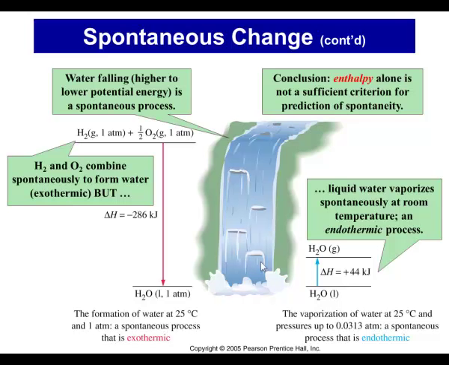And that process is very exothermic, 286 kilojoules per mole of water produced, 286 kilojoules of energy released. But water vaporizing from liquid to a gas, evaporating, is clearly an endothermic process because the water vapor has more energy than the liquid it came from. But that process happens spontaneously. Spill some water on the floor and come back tomorrow and it's gone.